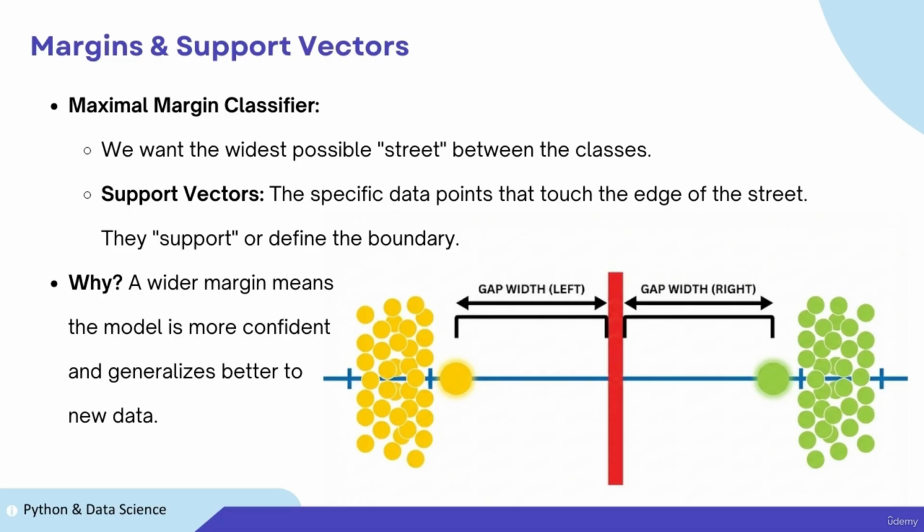This brings us to the core philosophy of SVM. We don't just want any line, we want the widest possible street between the two classes. We call this gap the margin. The algorithm pushes the boundary as far away as possible from the nearest data points of both classes. These specific data points that touch the edge of the street are the VIPs of our dataset. They are called support vectors. They are the only points that matter. They literally support or define the boundary. If you remove all other data points, the line wouldn't move at all.